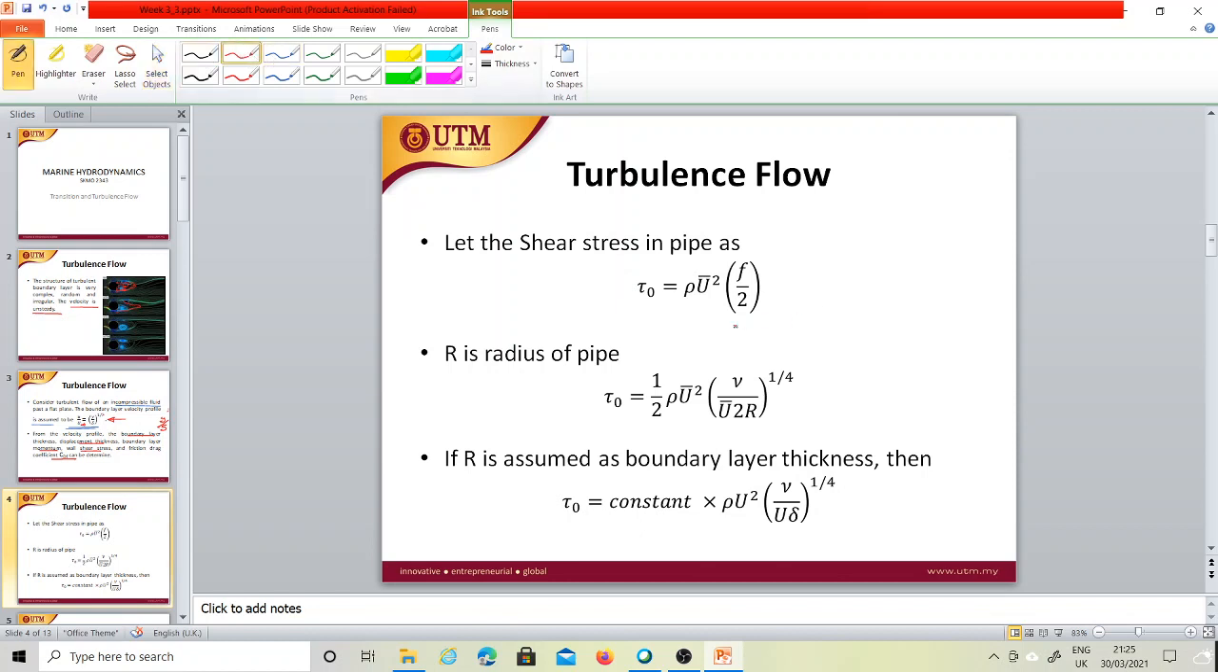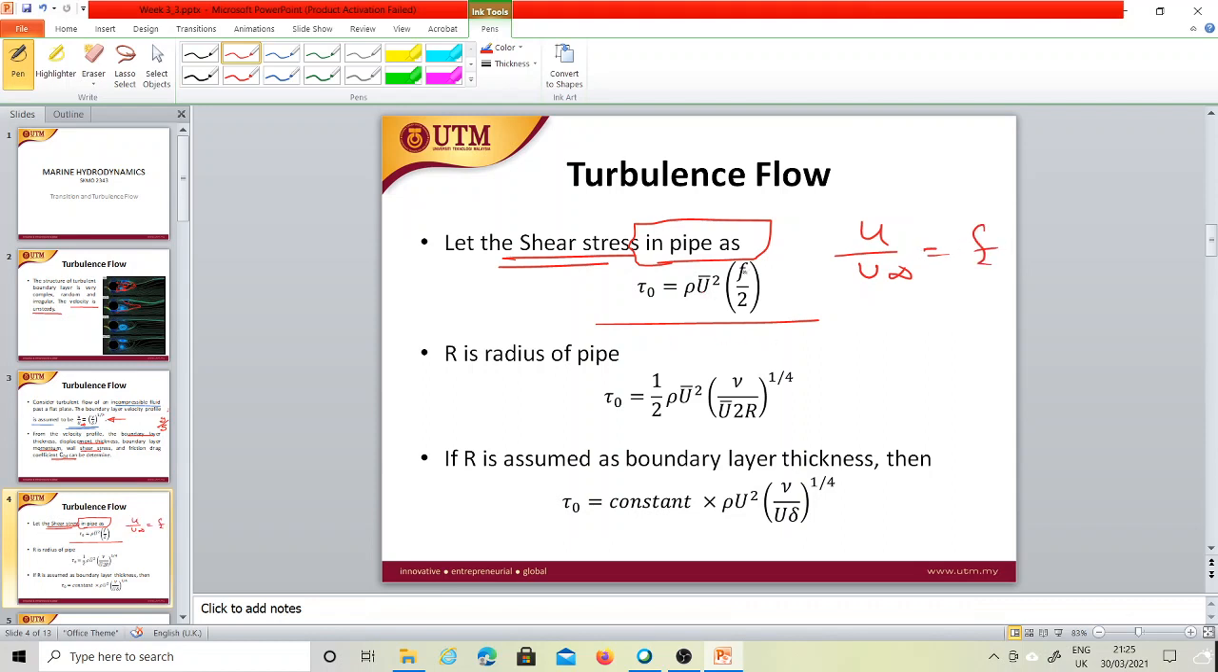So most of the time, in the case of shear stress for the pipe, you remember it is a pipe. So far we have investigated the flow over a flat plate, but in the case of a pipe we consider rho u square f by 2. f is a function of eta.